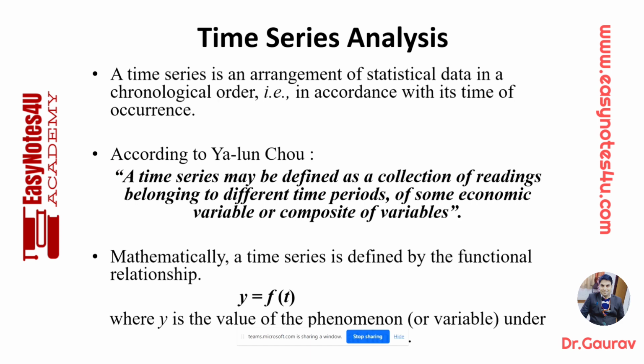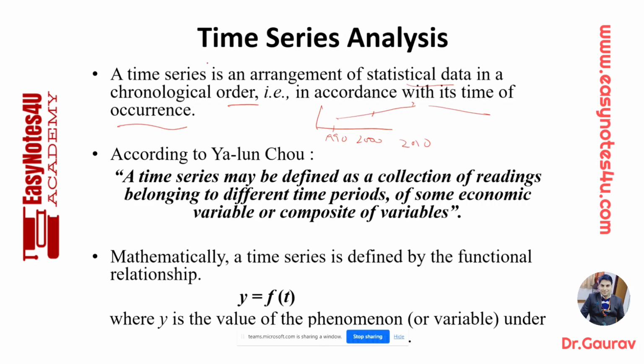So time series analysis, I already told you some of the basics of time series in the last lecture. A time series is an arrangement of statistical data in chronological order. Order means according to the time of occurrence, like the year-wise population. If you count the year-wise population, you can represent it on a graph, and it will show you the data or trend according to time.